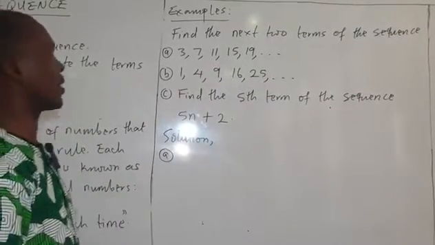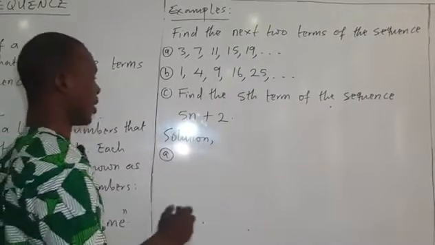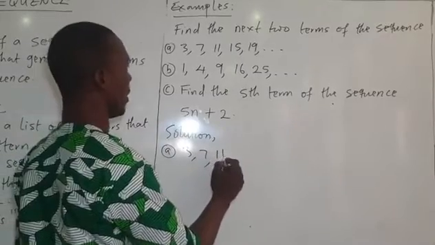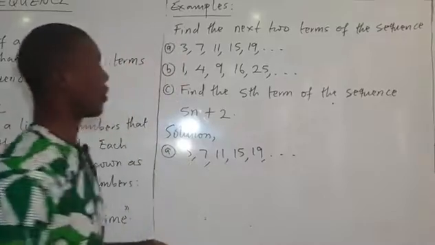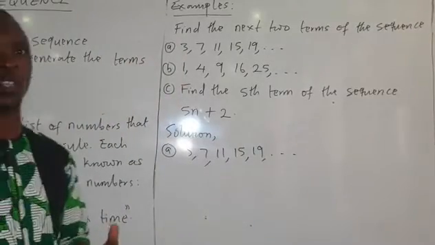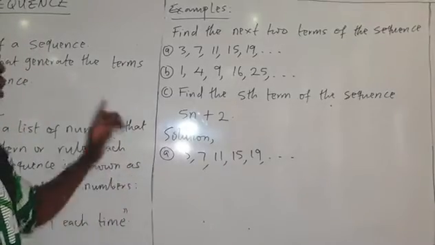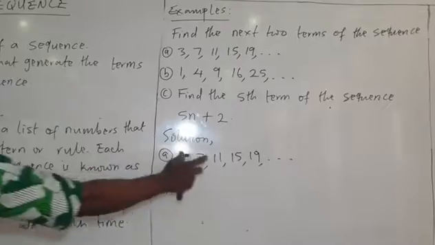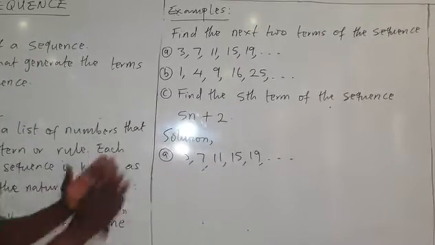To answer the first question, which is question A, find the next two terms. The sequence under question A is 3, 7, 11, 15, and 19, and so on. We are asked to generate the next two terms. To do that, the first thing to do is to look for the pattern or the rule under this sequence. So we look for the pattern of the sequence given to us.